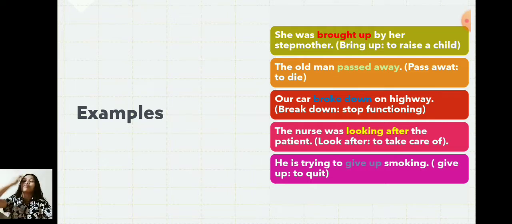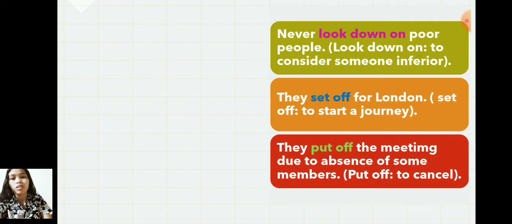The next example that we have is the nurse was looking after the patient. The phrasal verb there is look after, which means to take care of. And lastly, but not the least, is trying to give up smoking. The phrasal verb that we consider in that sentence is give up, which means to quit. So we can really see that a phrasal verb already has a meaning. And now let us learn what a transitive phrasal verb is.